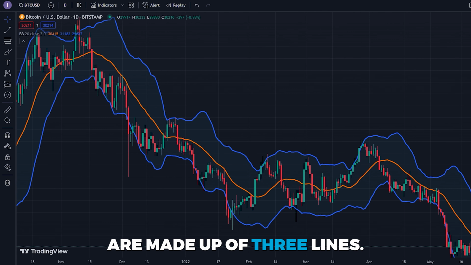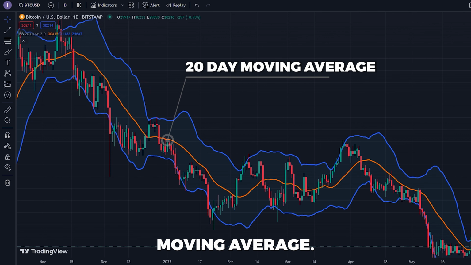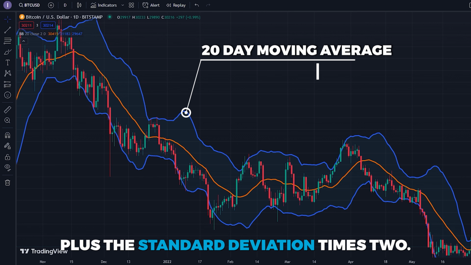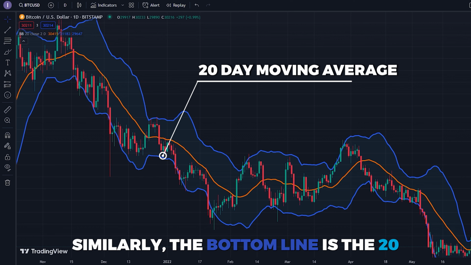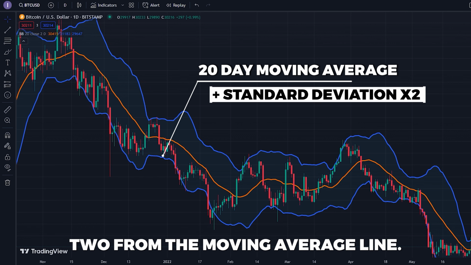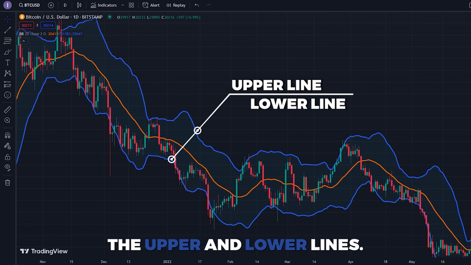The Bollinger Bands are made up of 3 lines. The middle line is the 20-day moving average. The upper line is the 20-day moving average line drawn from the center line, plus the standard deviation times 2. Similarly, the bottom line is the line that connects the standard deviation times 2 below the moving average line. The 2 blue lines are also called the upper and lower lines.